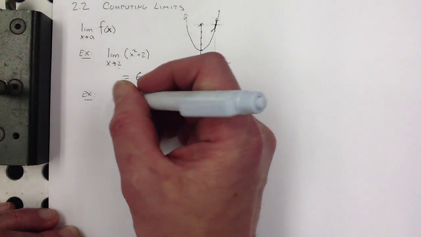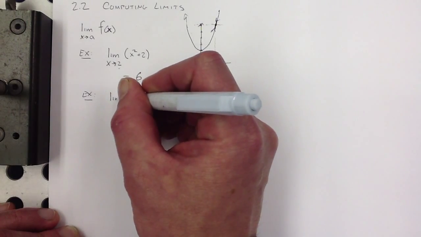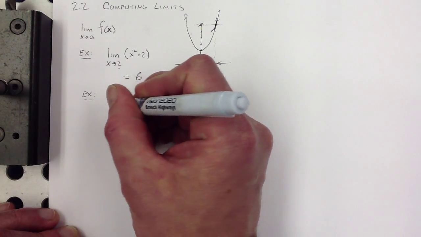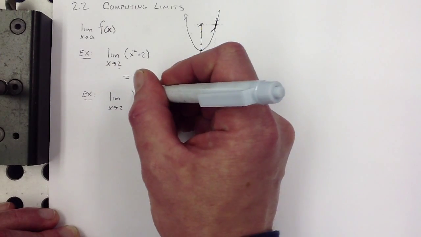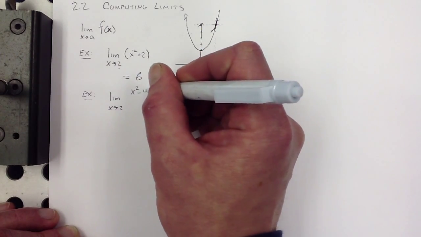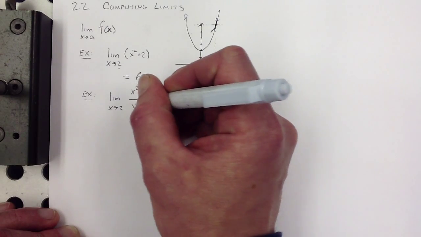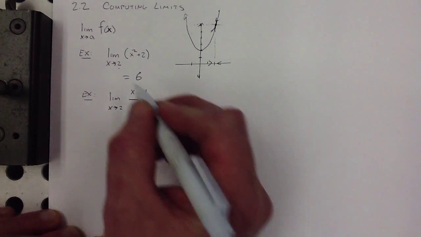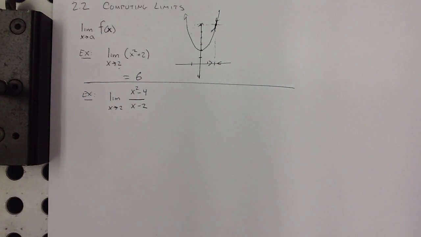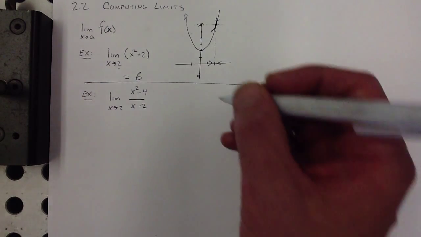So, let me give you an example that's not so trivial. How about the limit as x approaches 2 of x squared minus 4 over x minus 2? I think we looked at that example yesterday also from a graphical point of view. Well, let's look at it now from a graphical point of view.